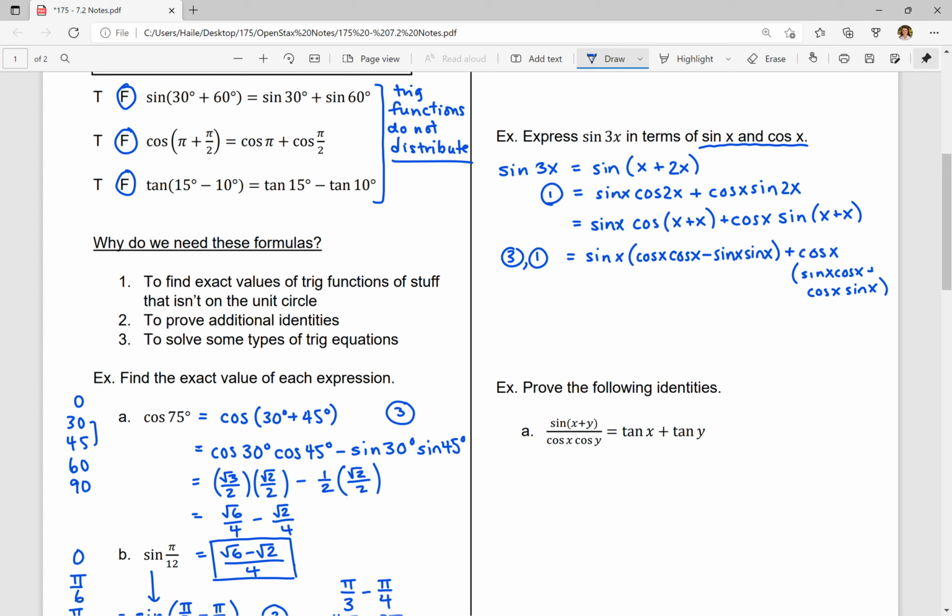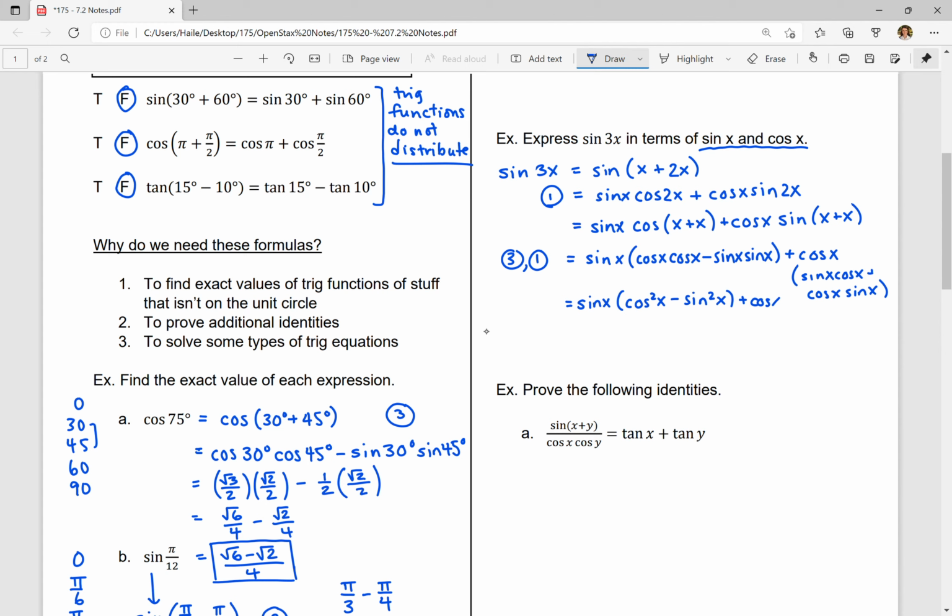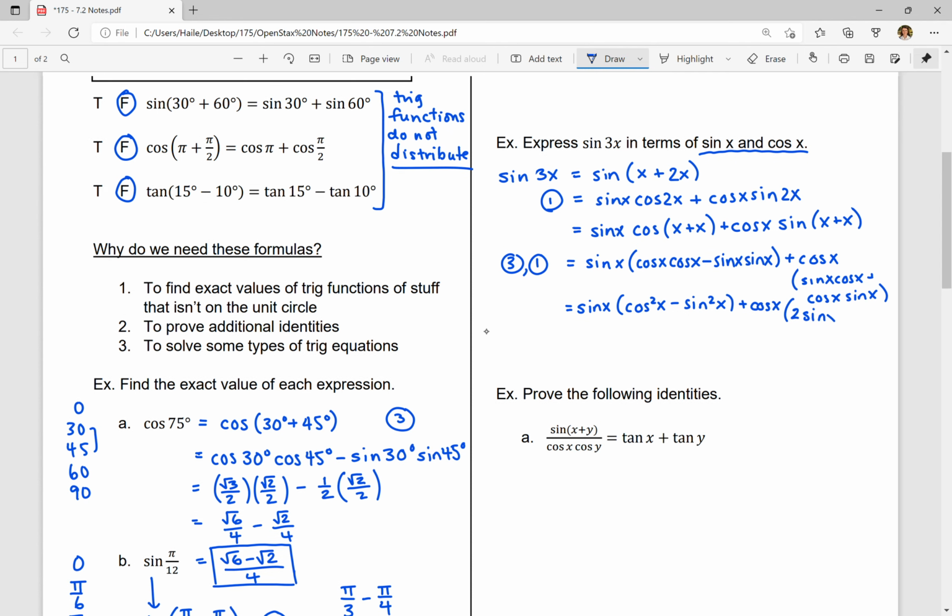So we can simplify this a little more now. You'll notice that inside this first set of parentheses, we have two identical factors of cosine and two identical factors of sine. So we can simplify that to cosine squared of x minus sine squared of x. And in the second parentheses, I have two identical terms of sine x times cosine x. So this will just turn into 2 times sine x times cosine x.